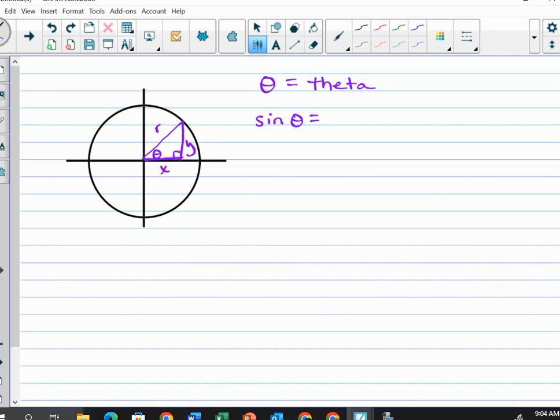If I'm talking about sine of something, do you guys remember SOHCAHTOA? Opposite over hypotenuse. So if I'm looking at the theta there, what is sine of that theta? Y over R, good. Let's do cosine of theta. Adjacent over hypotenuse, so that's going to be X over R. Tangent is going to be Y over X.